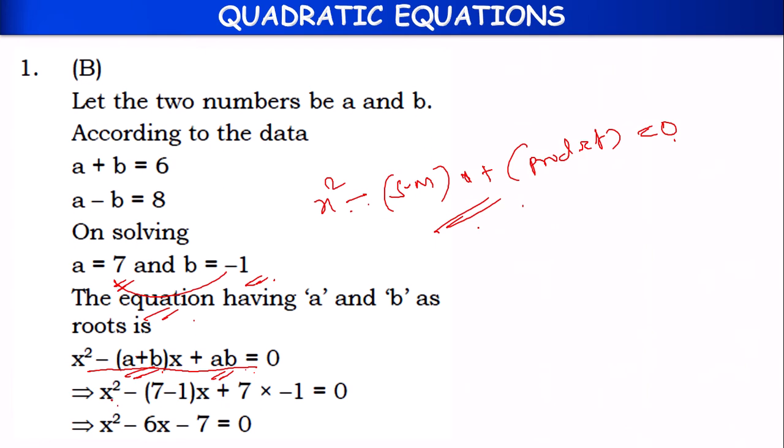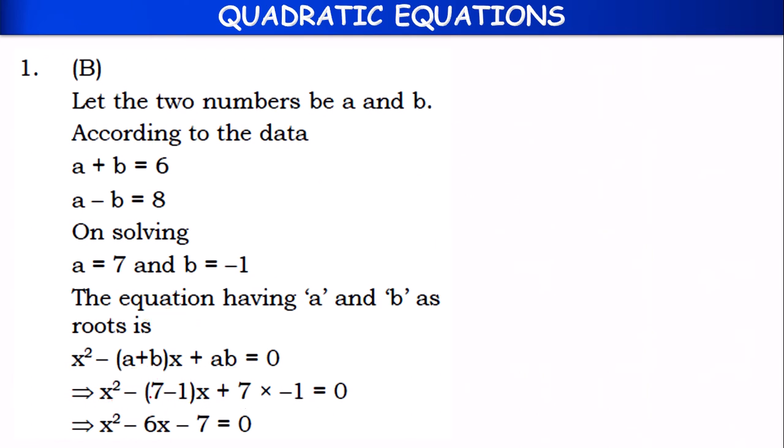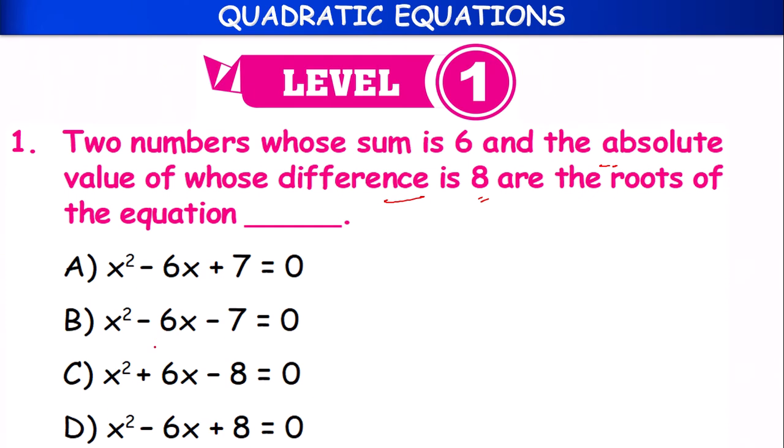So if we substitute values, x square minus, in the place of a 7, in the place of b minus 1, so 7 minus 1 is 6, and 7 into minus 1 is minus 7. So the equation is x square minus 6x minus 7 equals 0. So as per the given options, option B is the correct answer.